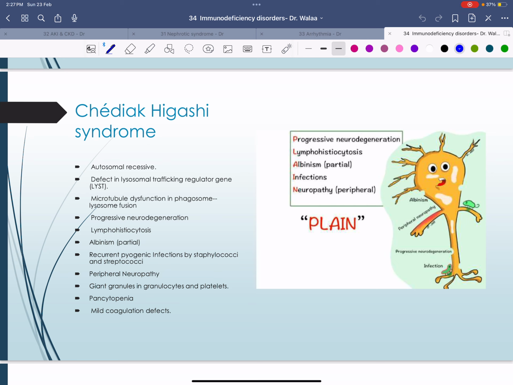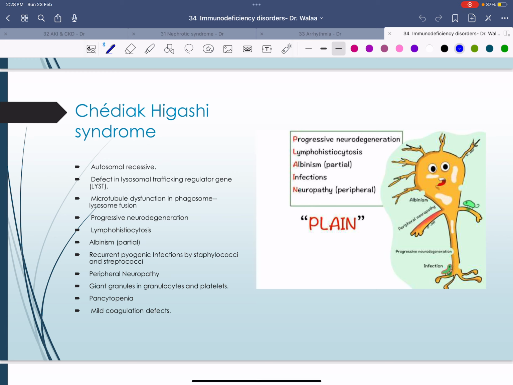So they will have recurrent pyogenic infection. Bacteria will not be engulfed and killed as is expected with phagocytes. صح؟ لأن عندهم مشكلة بالphagosome lysosome fusion. وبالتالي they are liable to develop recurrent chronic pyogenic infection زي ما حكينا, strep pneumo and other pyogenic infections.